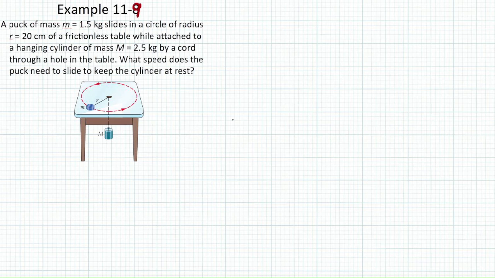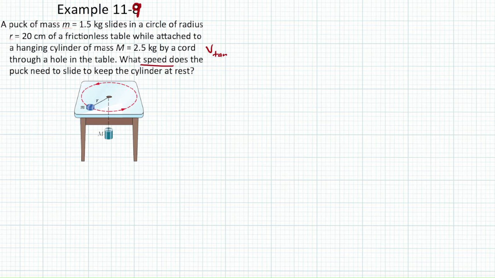Well, what's the question? The question is what speed or what velocity. Now, the last question said what speed in RPM. Speed is kind of a generic term. We should really clarify that. But this I'm going to take to mean what speed in velocity or tangential velocity does the puck need to slide at to keep the cylinder at rest.